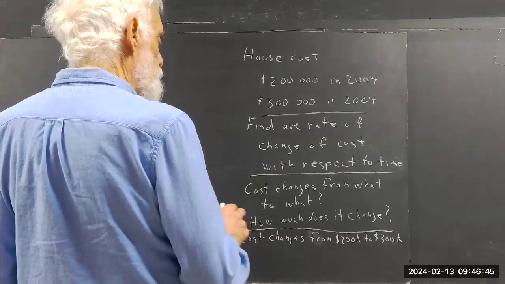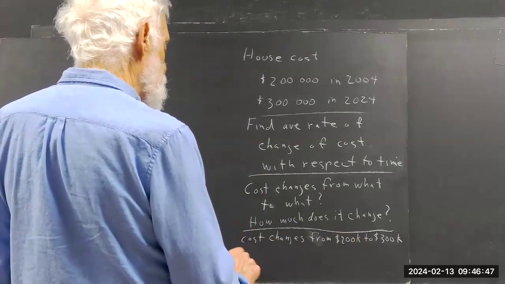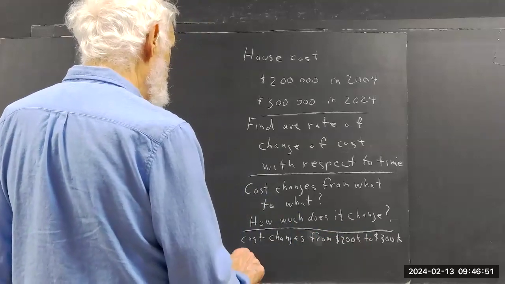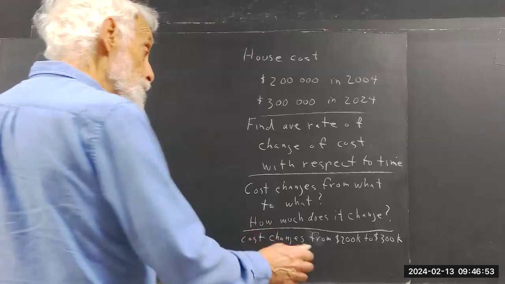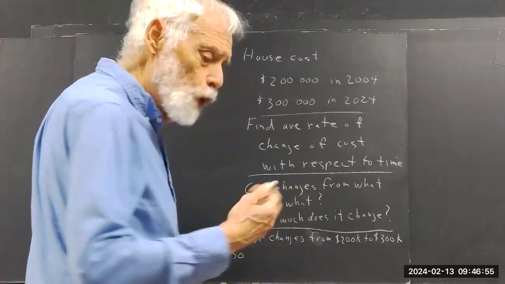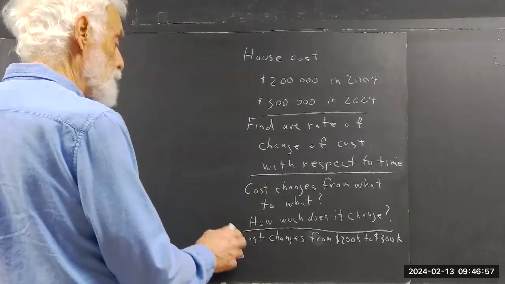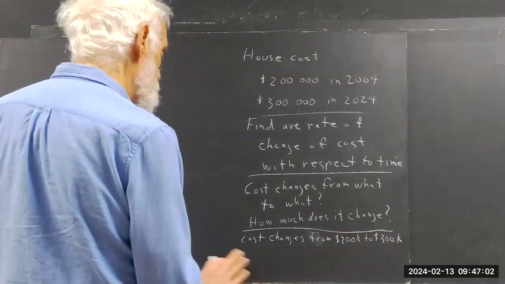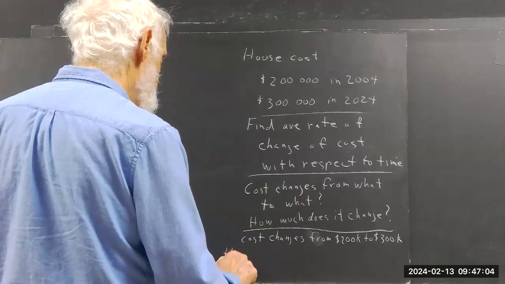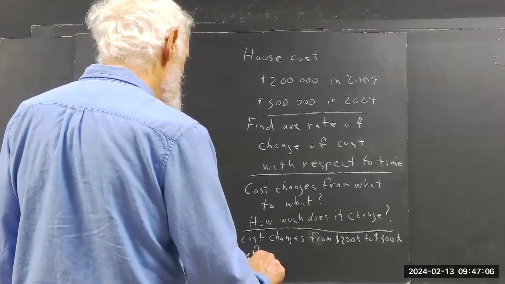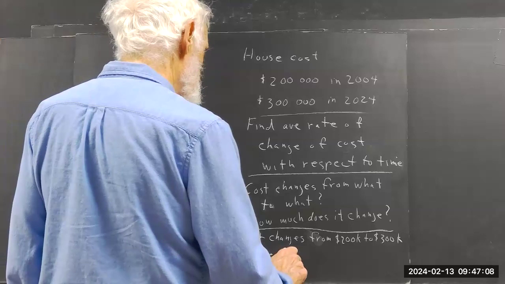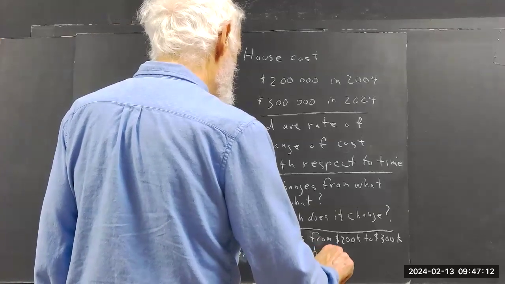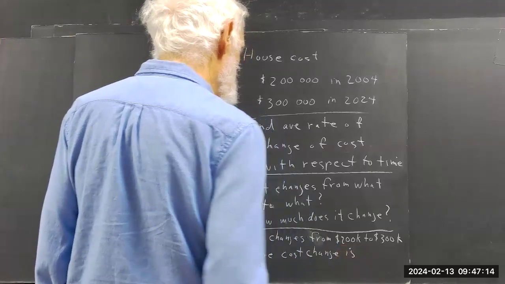And then how much does it change? Well, there's a logic here. Cost changes from this to this. So that's a logical connection. Not a formal logical connection, but it's logic. The logic is that it changes from this to this, therefore, that's right, therefore, the cost changes by what?